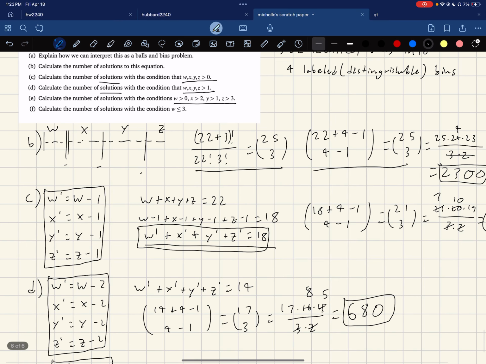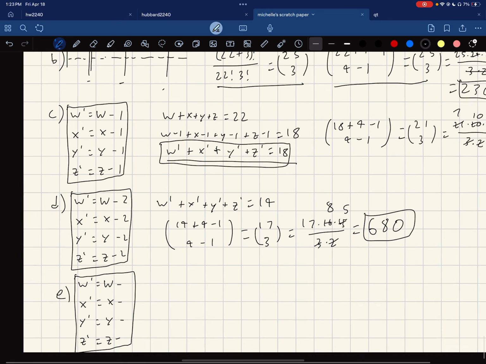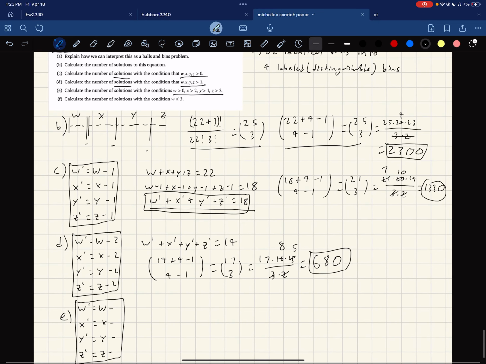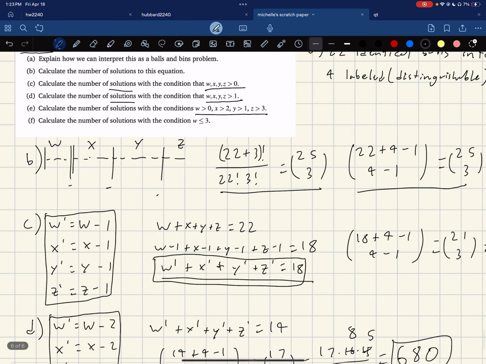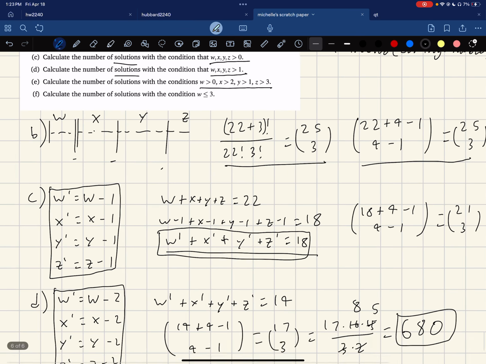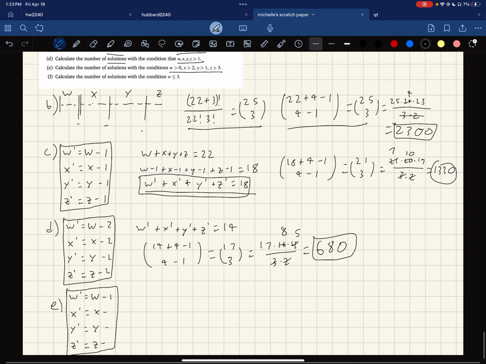So now w has to be greater than 0. So we actually have no condition on w. Wait, yes we do. We have the same condition on w as in part C, where it's greater than 0. So we have minus 1. Now for x we have greater than 2, so we know that x will be 3 or greater, so we subtract 3. Y is greater than 1, so it'll be 2 or greater, so we subtract 2. Z will be 4 or greater, so subtract 4.